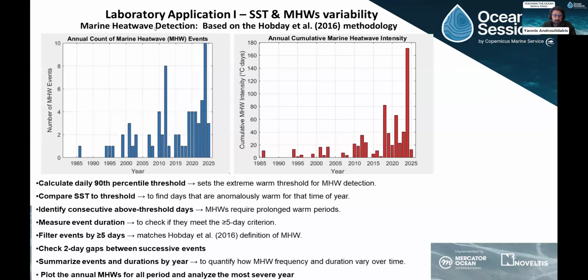This is the number of events for the same area. And this is the cumulative intensity, which is a very important metric because it includes the number of events, the intensity, and the duration. So it's a more holistic statistical metric for marine heat waves, with more information about these events. I'm not going to go into the details of the methodology. They can be found easily everywhere.